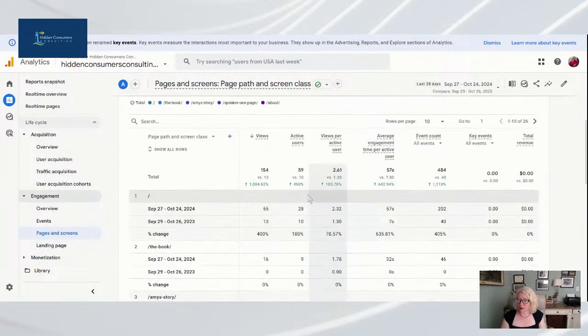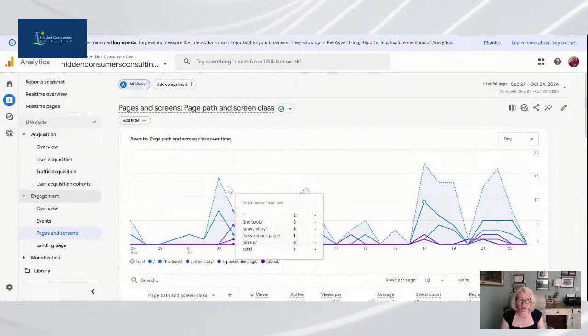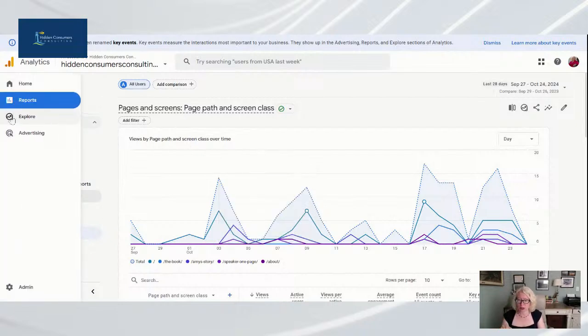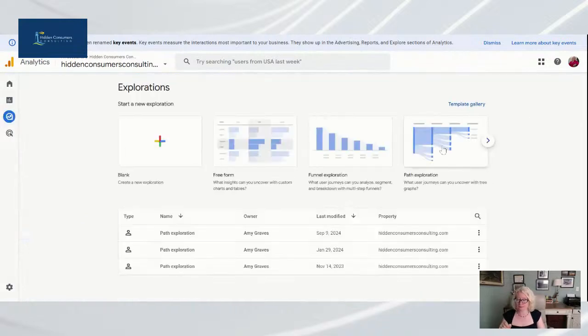Okay, so those are good, but that's great. But I have another question about my website, and what I'm really concerned about is I talk about these design elements, and does my website load the way it's supposed to? You're not going to get that in this main section. What you're going to want to do is go here to the Explore, and you're going to want to go to Path Exploration.